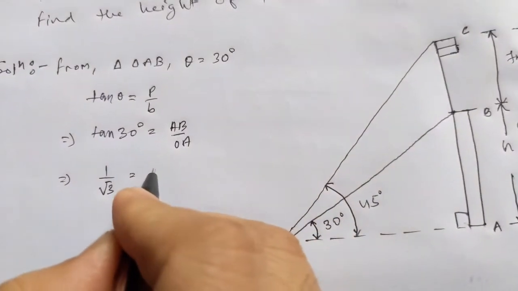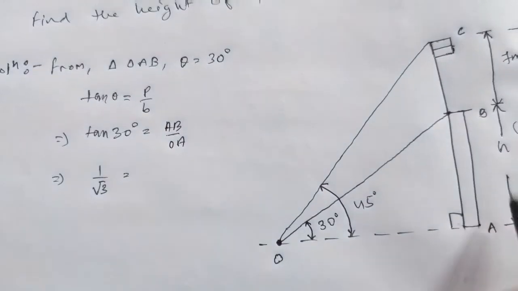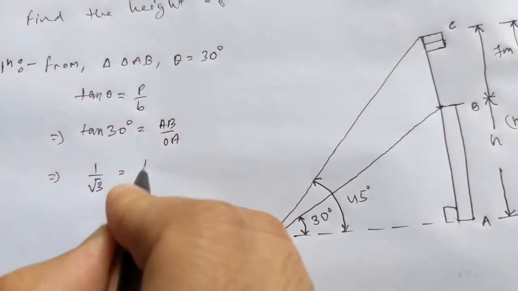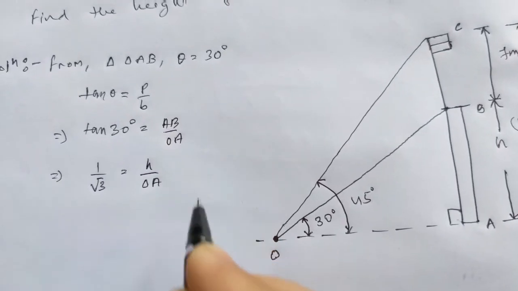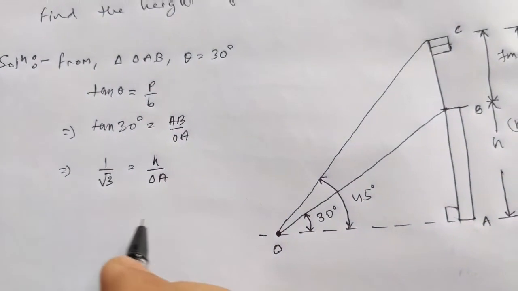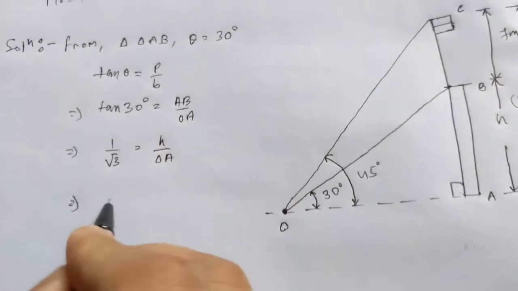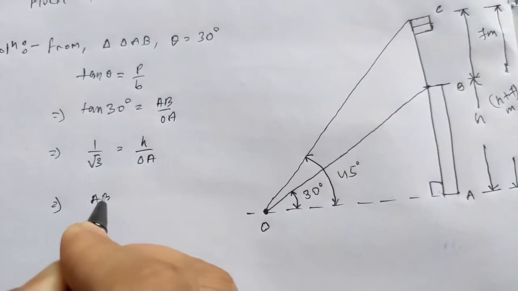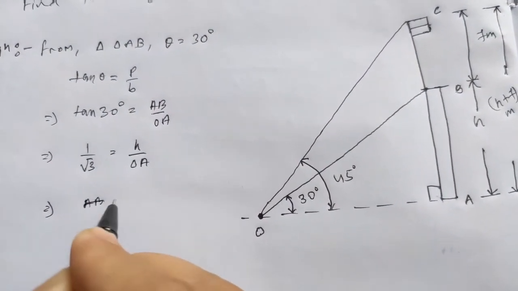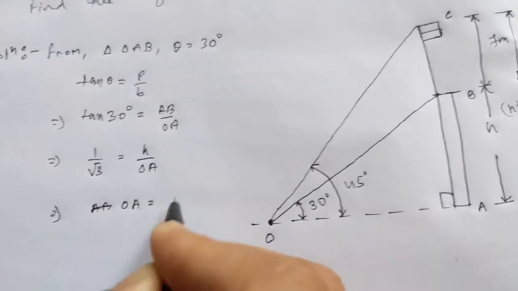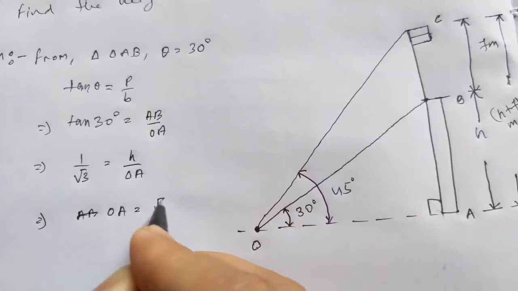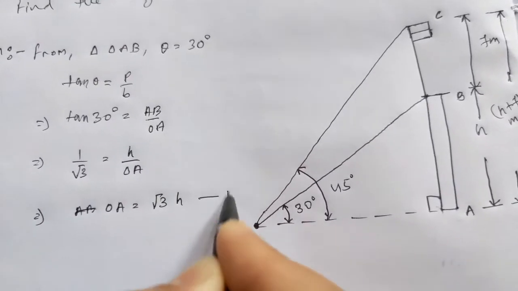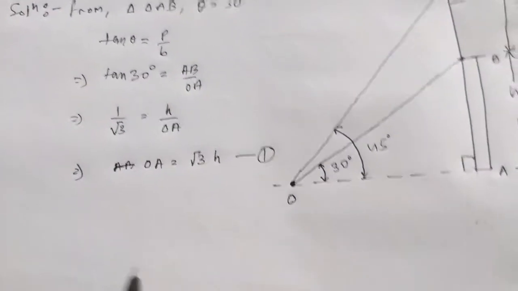The value of AB is also not given. That is what we have to find out. I can write it as H. OA is common, so I am not writing anything in place of OA. So if you cross multiply, OA is equal to root 3 h. So this is equation number 1.